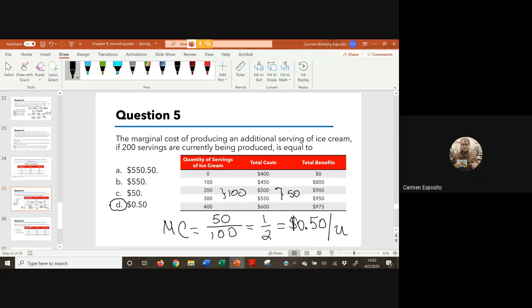People might mistakenly put 50, but remember, marginal cost says what is it per one additional unit, and so you have to do the conversion.